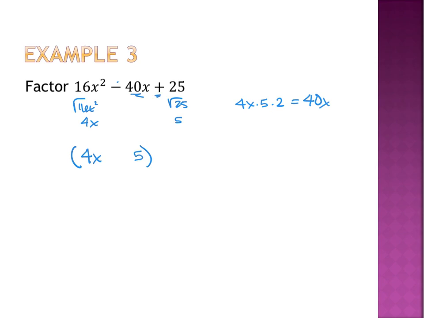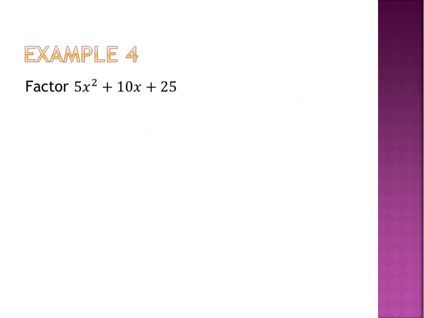This is a positive, and this middle term here is negative, so that tells me I'm going to have a negative. And I really have the quantity of 4x minus 5, and that will be squared, and that will be my final answer.